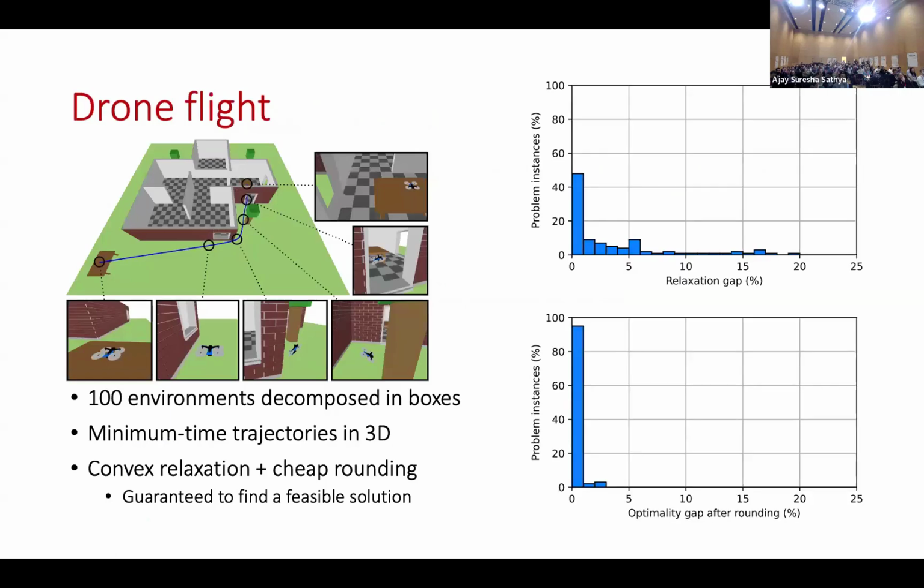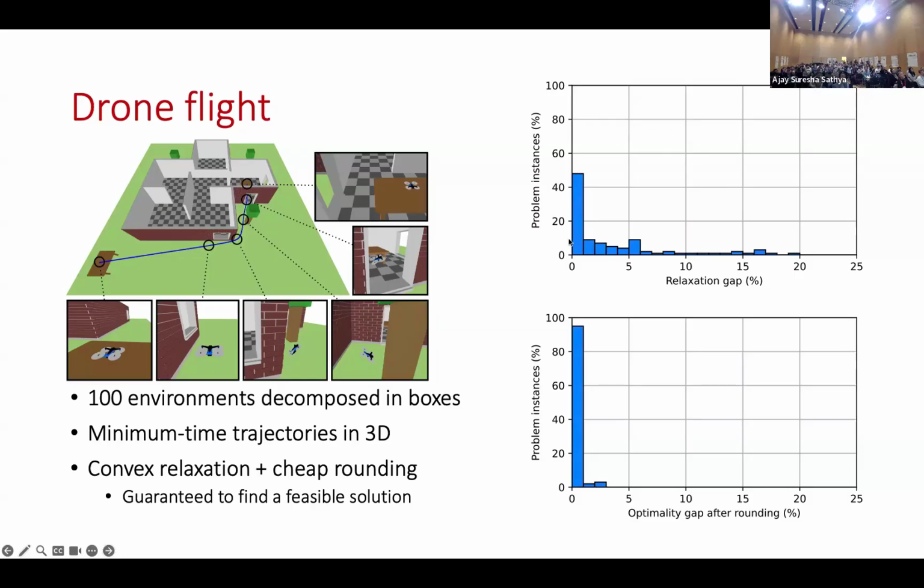We tried this on a more interesting robotics problem. This is a drone flying through randomly generated environments, minimum time trajectories in 3 dimensions. Then we can reconstruct the orientation using differential flatness. In this case, we just solve the convex relaxation and we apply a cheap rounding that for this specific class of problems is guaranteed to lead to a feasible solution.